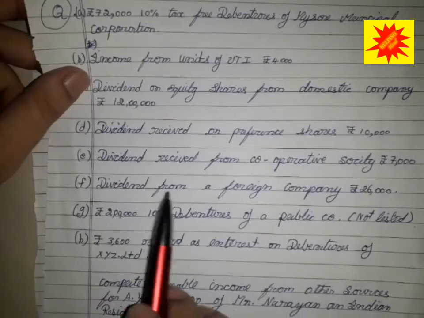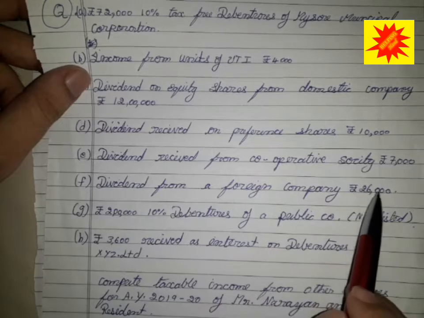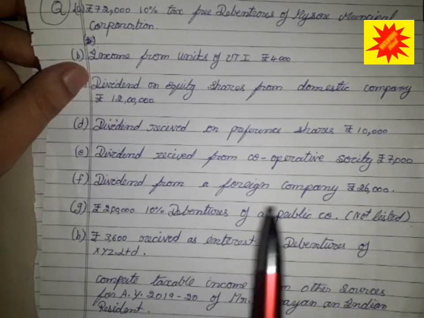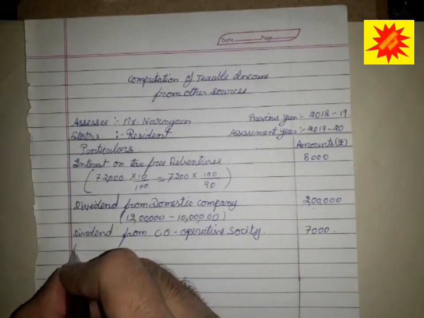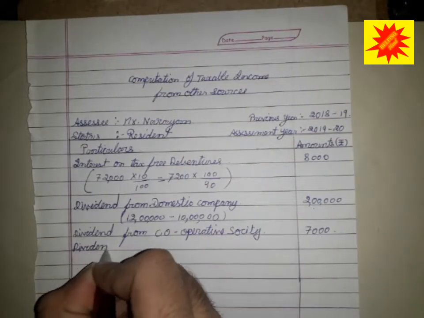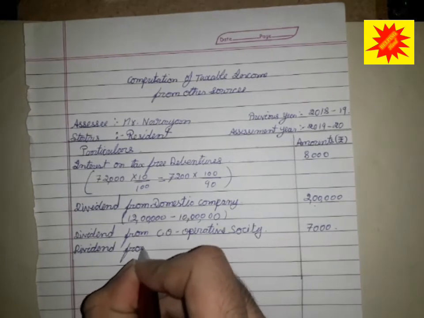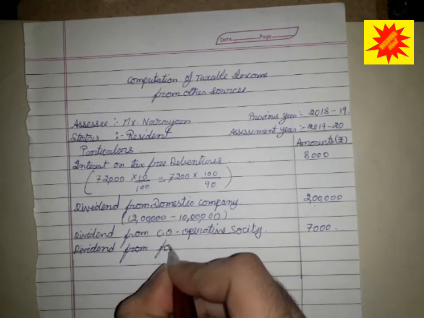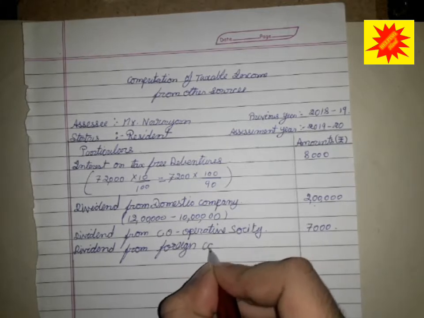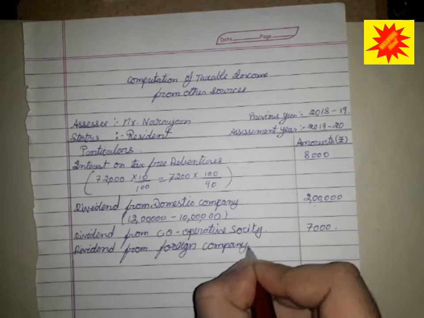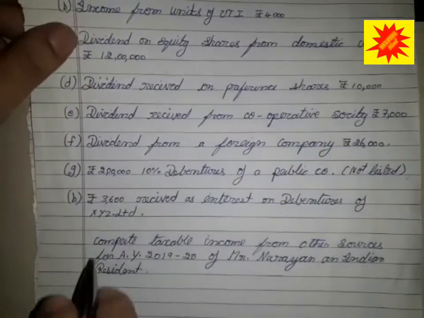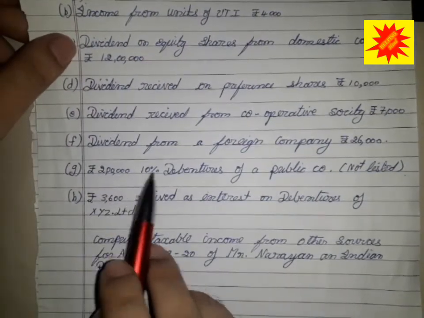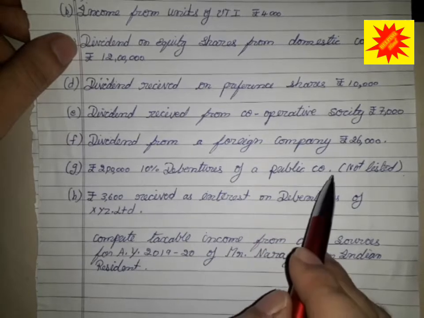Next, dividend from a foreign company, rupees 26,000. Domestic company dividend is exempted, but foreign company dividend is not exempted. Therefore, we consider that dividend from foreign company. What's the amount to be taxed? 26,000, right?